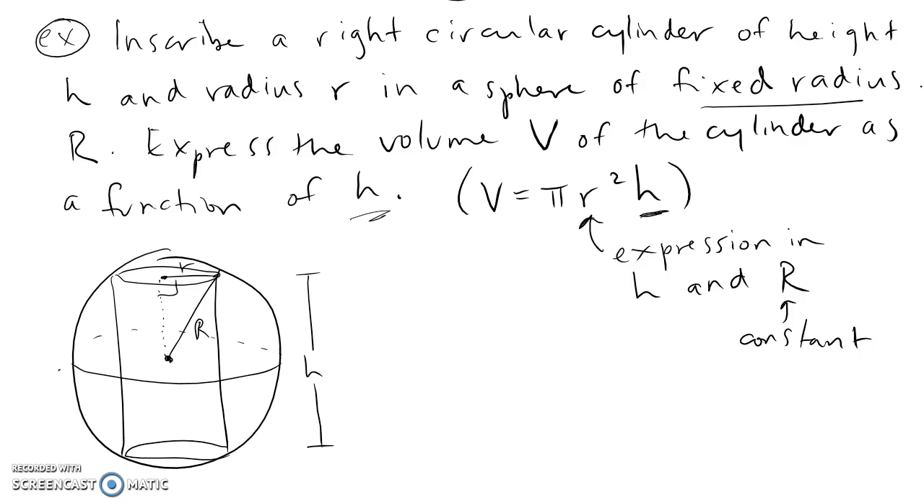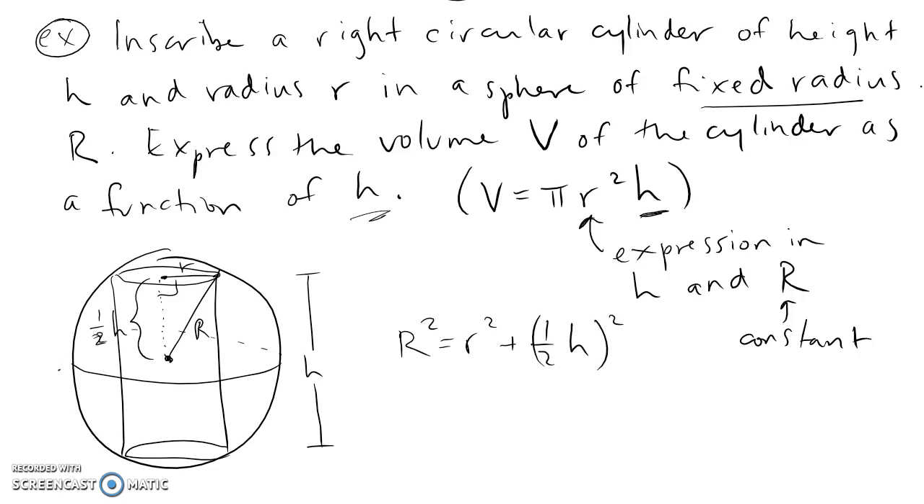Notice that we get a right triangle right here. It turns out that this distance is 1/2 h, because the entire cylinder is h tall, and if we're going to go from the center up to the top, we get half of that. Because we have a right triangle, by the Pythagorean theorem, we could say that big R squared is equal to little r squared plus 1/2 h squared.